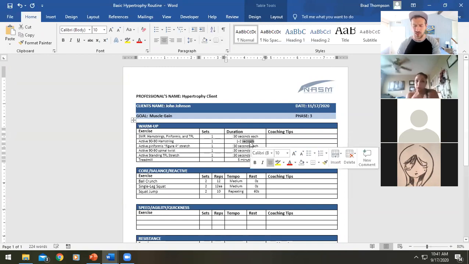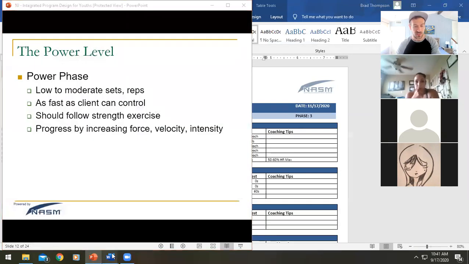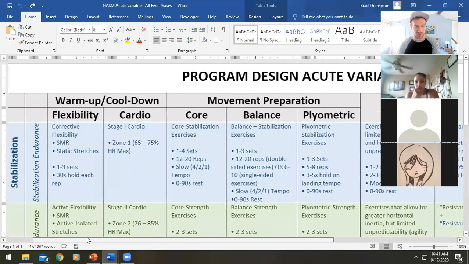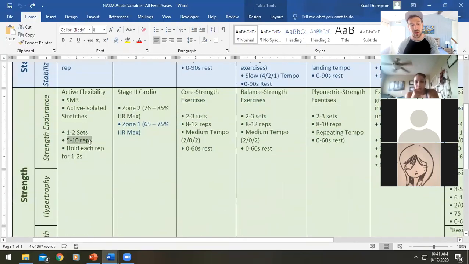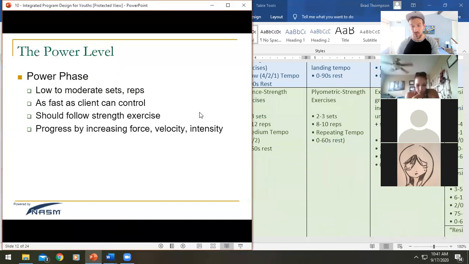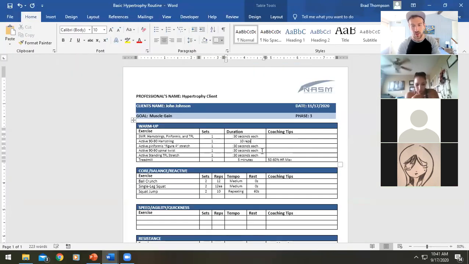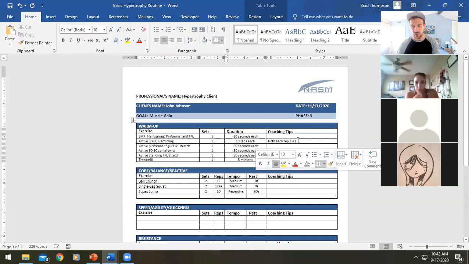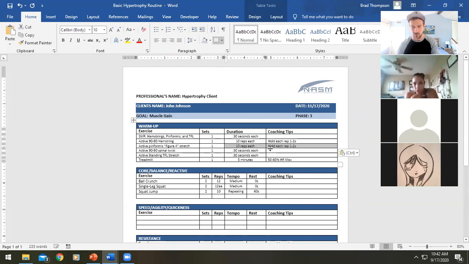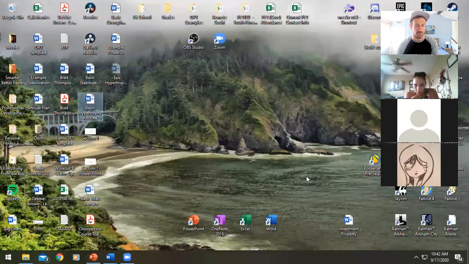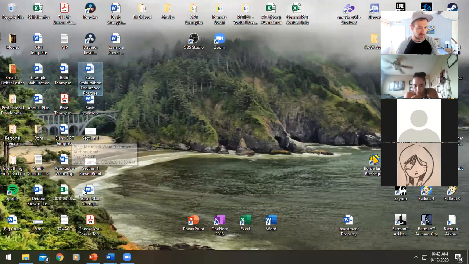Actually, what we'll do for duration is I like to put the reps here. Let's take a look at our routines for the strength flexibility stuff. It's 5 to 10 reps, 1 to 2 second holds. So I'm going to go with 10 reps each. And then our coaching tips will say, hold each rep 1 to 2 seconds. So I need to copy that into all of our strength routines here real quick. Hypertrophy, where's strength endurance?